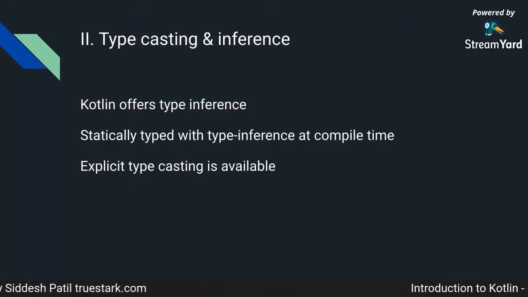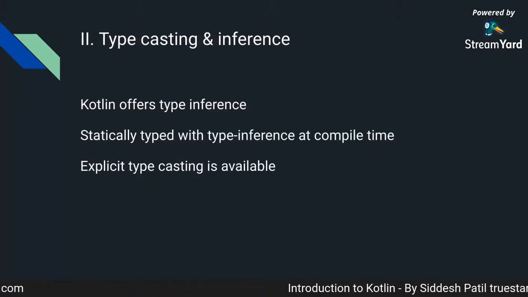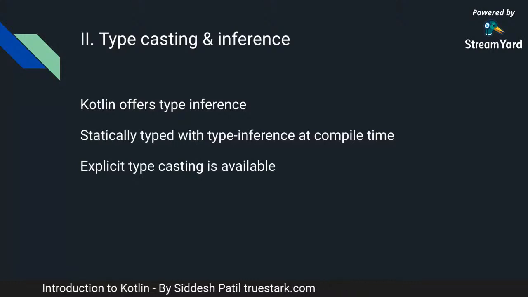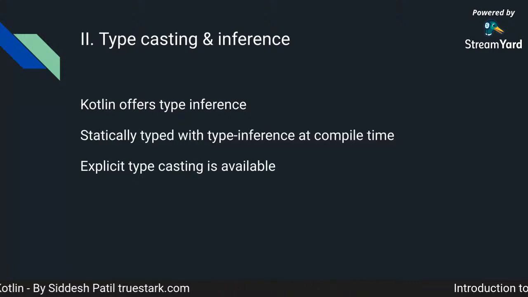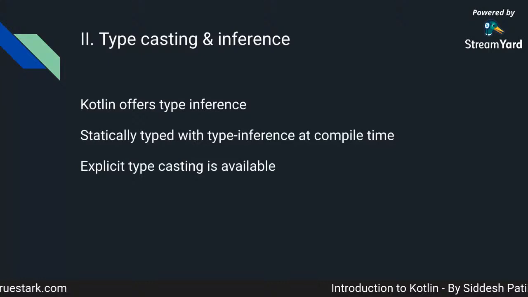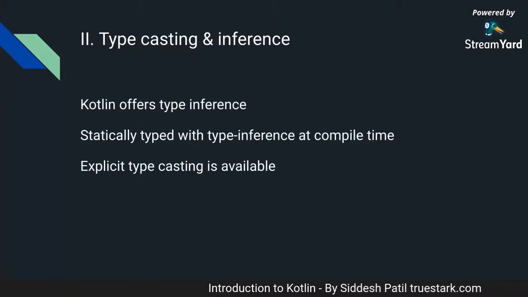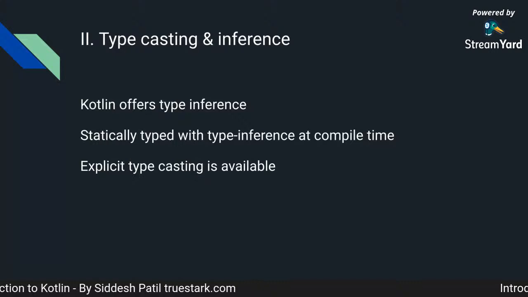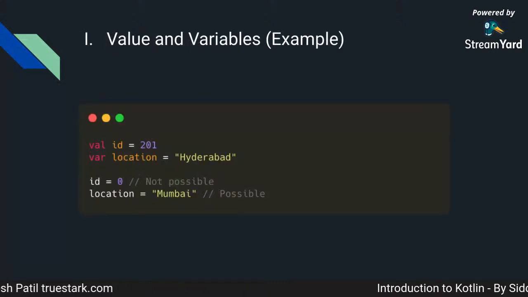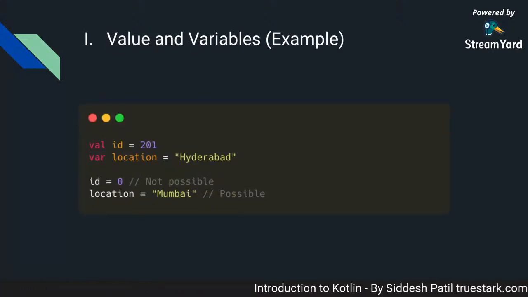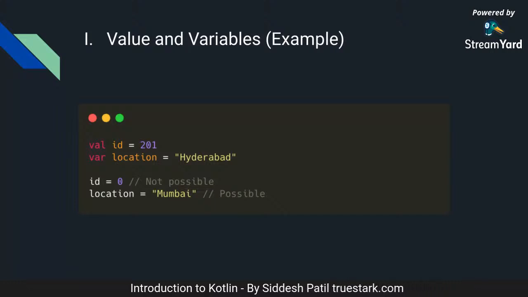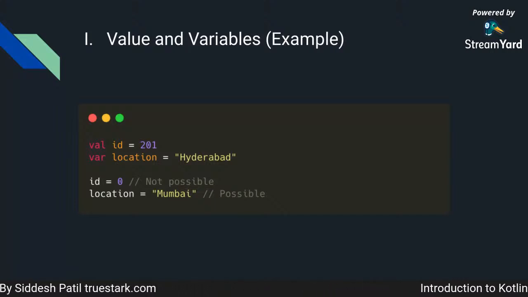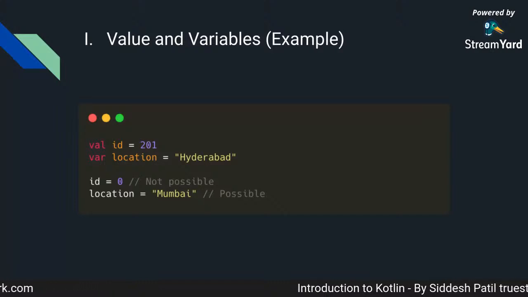Moving on with typecasting and inference. Remember how I said previously what statically typed means? Kotlin offers type inference. Let me first cover what type inference means, and why type inference is important. Let me go back to the example here and show you how this is done. Where I've declared ID and location, notice how I'm not specifying that it's a string or an integer or a double or whatever.